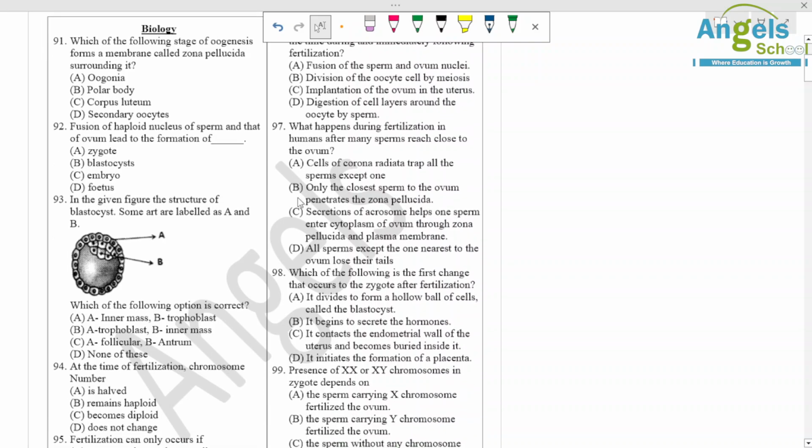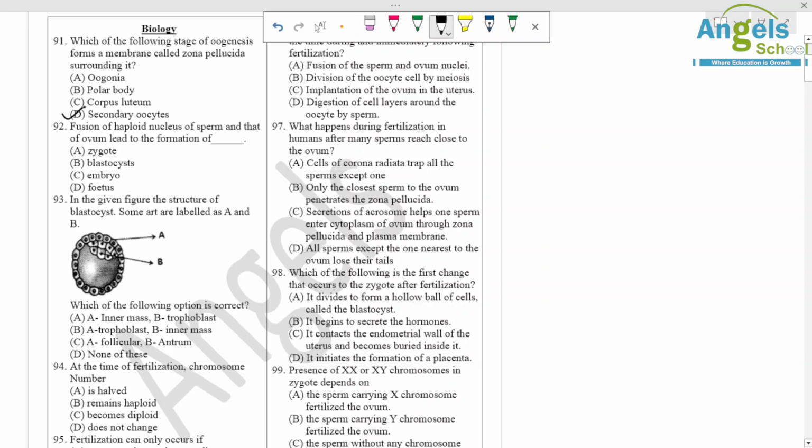Question number 91. Which of the following stages of oogenesis forms a membrane called zona pellucida surrounding it? Options are oogonia, polar body, corpus luteum, and secondary oocyte. So the correct option is option D. The secondary oocyte has an outer membrane that is called zona pellucida.